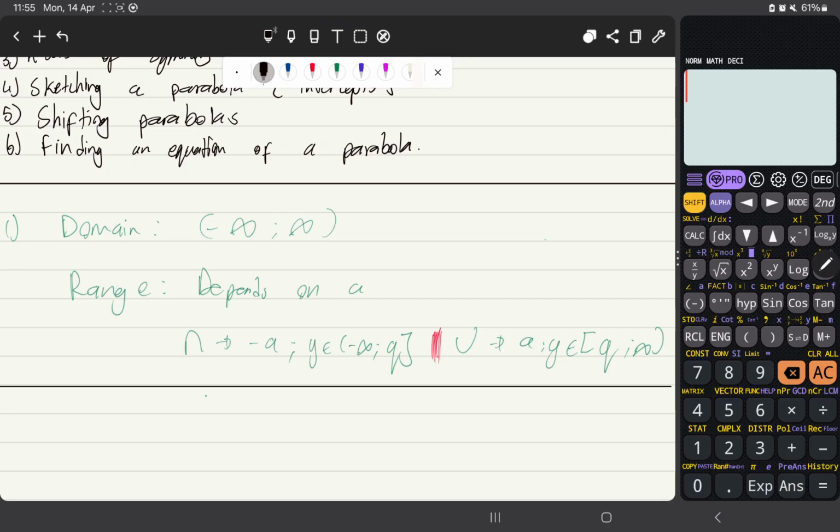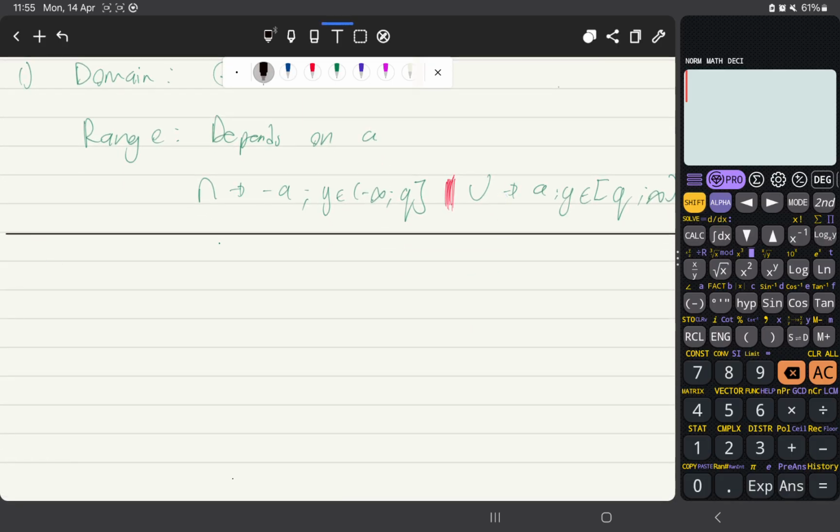With shifting parabolas, there are two shifts. There's a horizontal shift and there's a vertical shift. We have dealt with it. The easiest shift, and when I say the easiest, I mean a shift which is not so confusing, is the vertical shift.